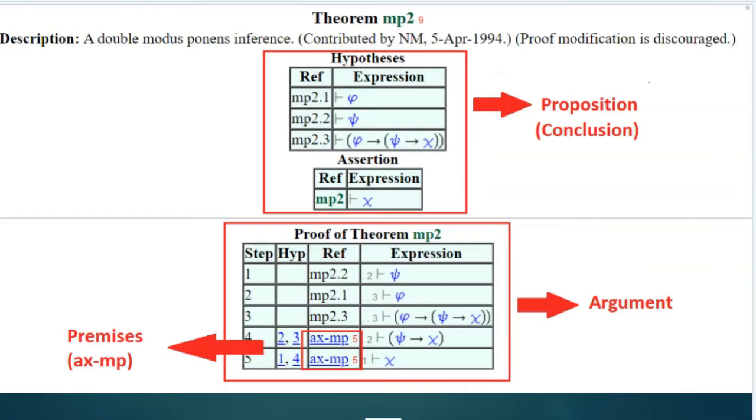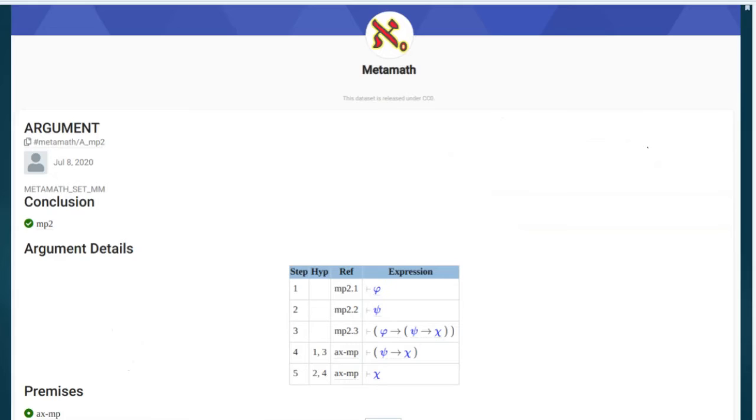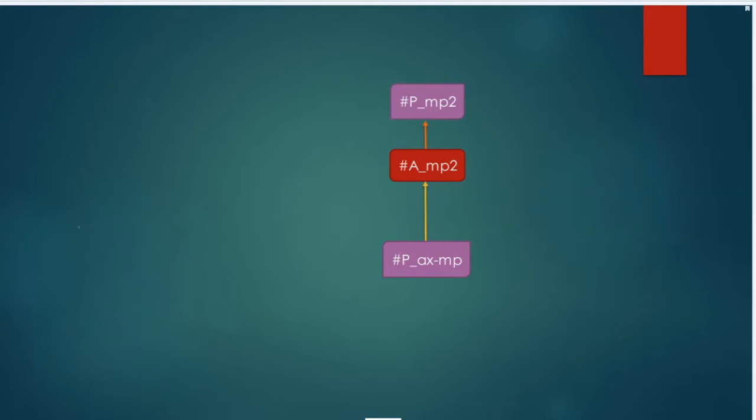In this case, the argument has one premise, which is the axiom of mode exponents, and the conclusion is, of course, the double mode exponents proposition. This argument consists of the same 5 steps as we saw before, but the argument also maintains the list of premises and a conclusion. This information can also be graphically represented like so.